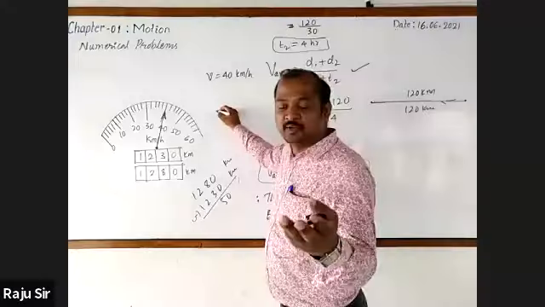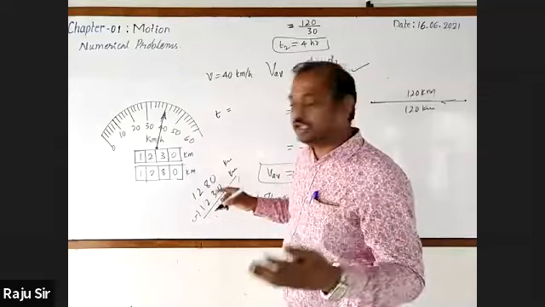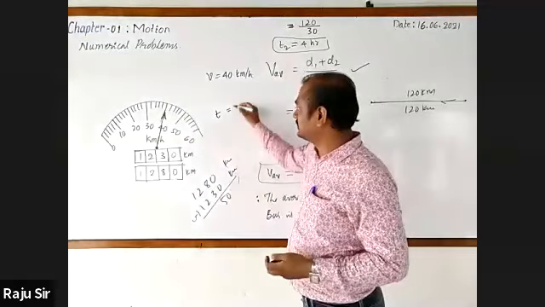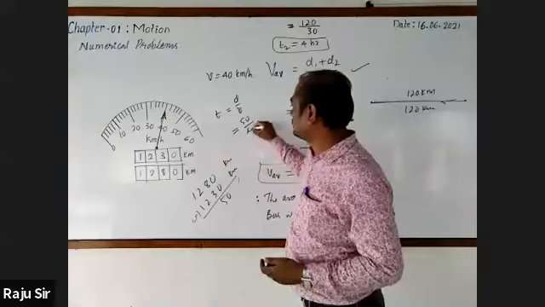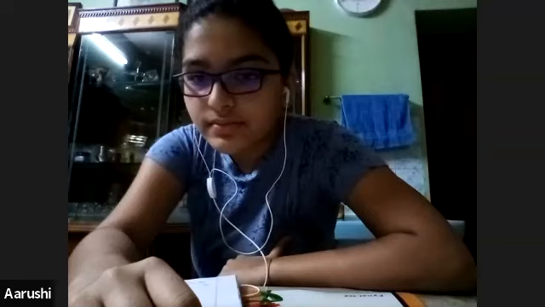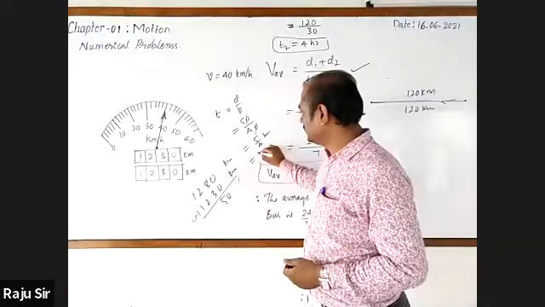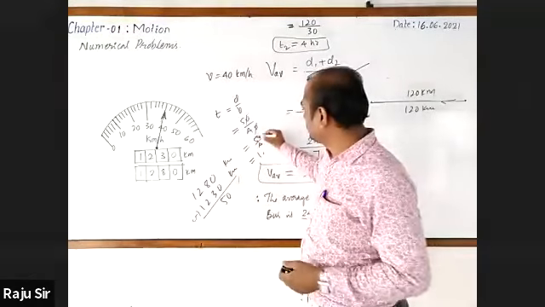We know that to find out the time that you have taken to cover this much distance, it is D by V. D is 50, V is 40. So 5 by 4 hours. 5 by 4 can be written as 1.25.